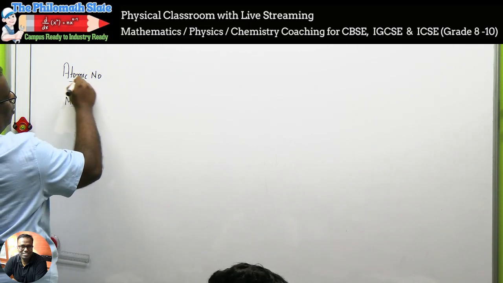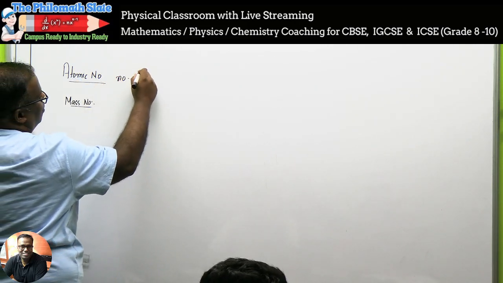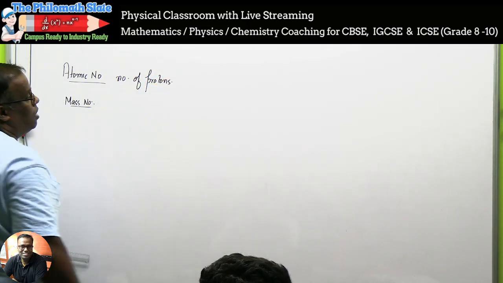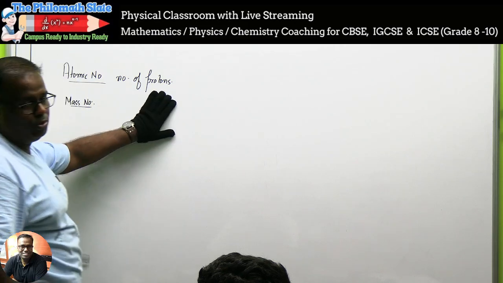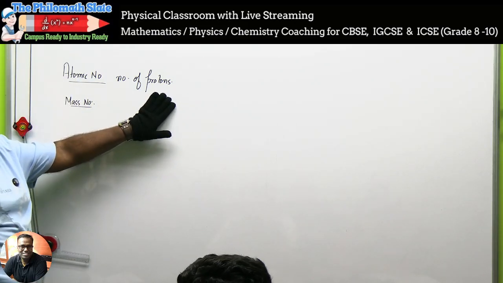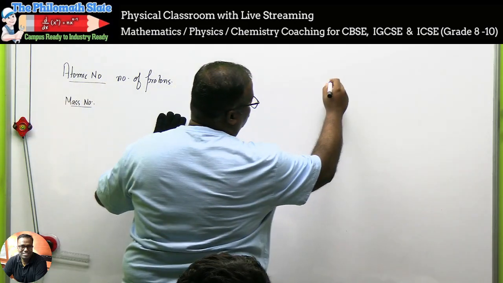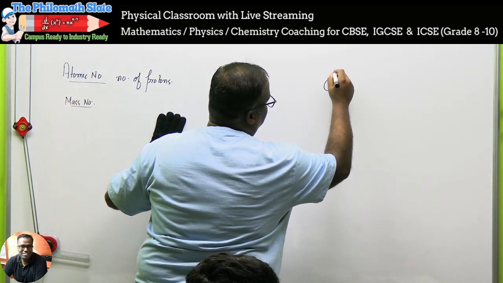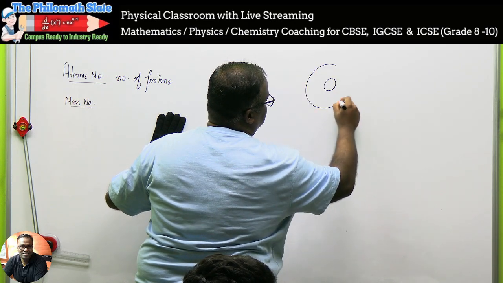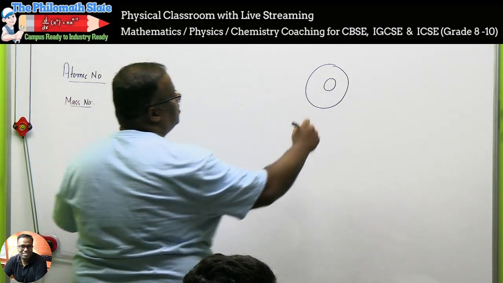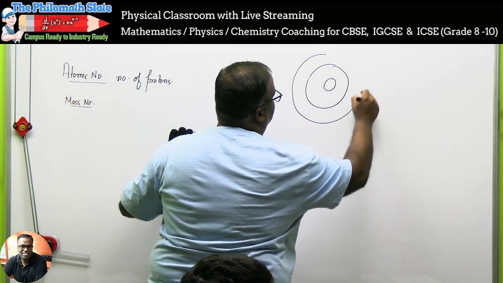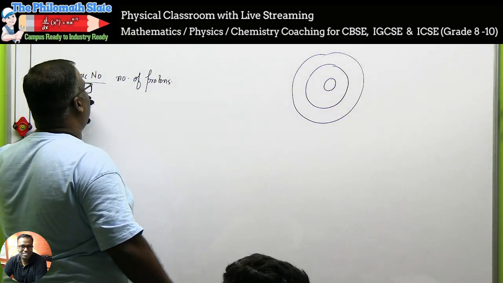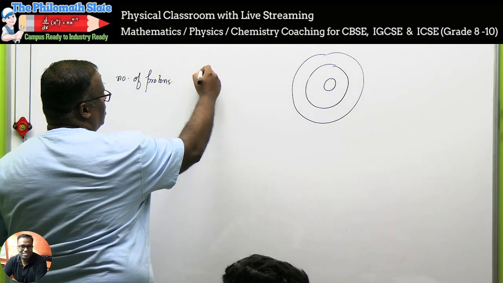Atomic number is always the number of protons. Remember, not number of electrons, number of protons. Number of protons is known as the atomic number. So what happens? Let's take oxygen. So this is oxygen. This is the nucleus of oxygen. Okay. And let's say this is the valence shell of oxygen. Let's make both the shells of oxygen. Right? So oxygen's atomic number is what? 8. Oxygen's atomic number is 8.